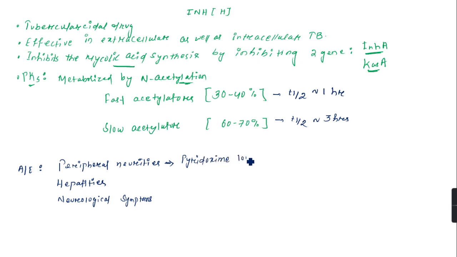The peripheral neuritis condition due to isoniazid can be treated by pyridoxine in a dose of 10 mg per day.